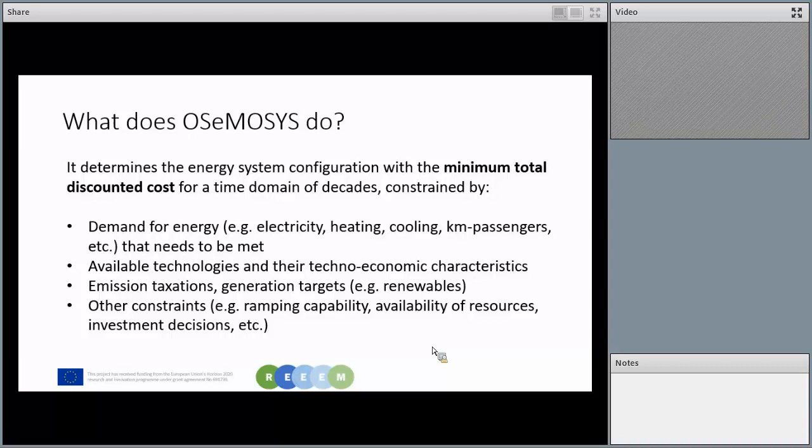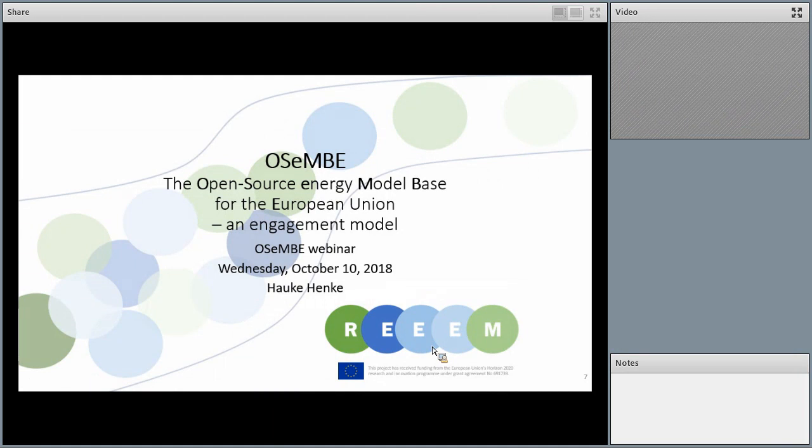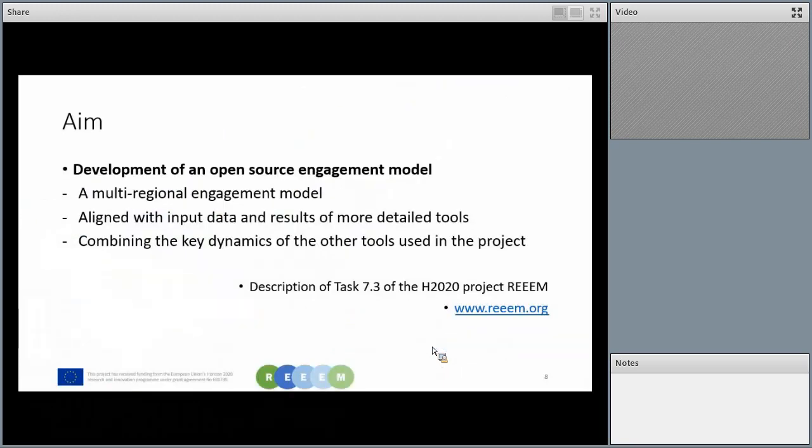With this background knowledge on what OSMOSYS is, I would like to introduce now the open source energy model base for the European Union, which is an OSMOSYS model. OSeMBE is developed under the project REEEM, which is funded by Horizon 2020 by the European Commission. And the task giving the order to develop OSeMBE is the development of an open source engagement model, a multi-regional engagement model aligned with input data and resolve more detailed tools, combining the key dynamics of the other tools used in the project.